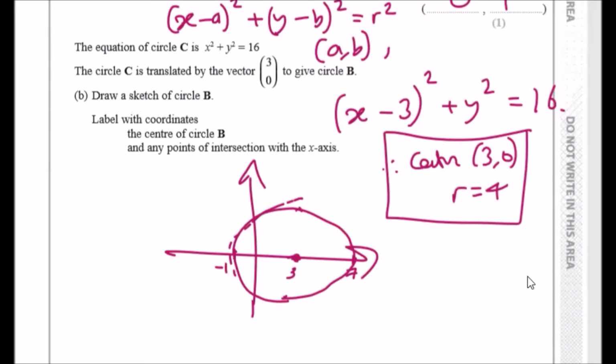Anyway, all you have to say is minus 1, 7, and 3. You don't have to say anything for the y-axis because it says label the coordinates of the center of circle B, which we did. Any points of intersection with the x-axis we did: minus 1 and 7, because the radius is 4 on both sides. If you were to solve for the y-axis, all you would have to do is see when it hits the y-axis. So it intersects when x is 0. You plug in x is 0 and solve for y. Again, you get a quadratic, but we don't need to do that.